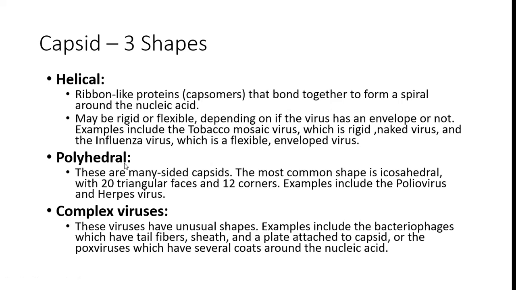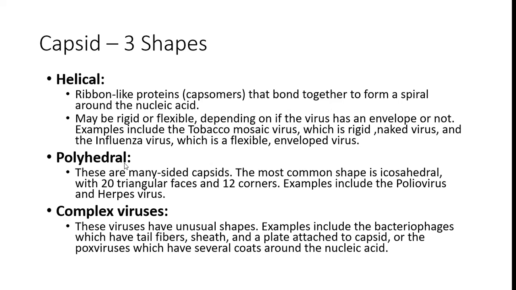This one, those capsomeres, those individual proteins, are going to form a ribbon-like, spiral shape. Think, if you will, of a spring, like a spring that you find in a pen. That is going to be the helical shape of that capsid, and then the genetic material is going to be down in the center of it. Like many springs, some of them are going to be flexible and some of them are going to be very rigid. Same thing can happen with the helical capsid.